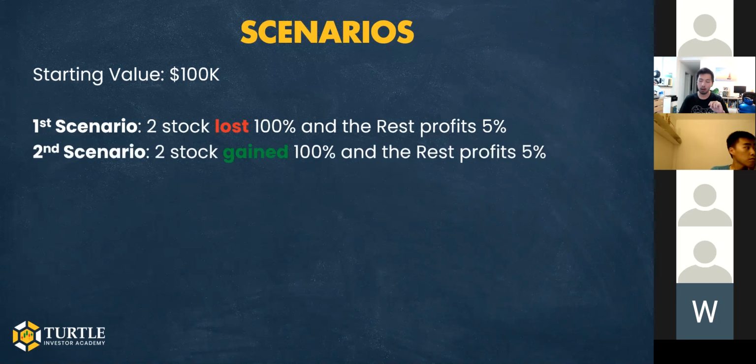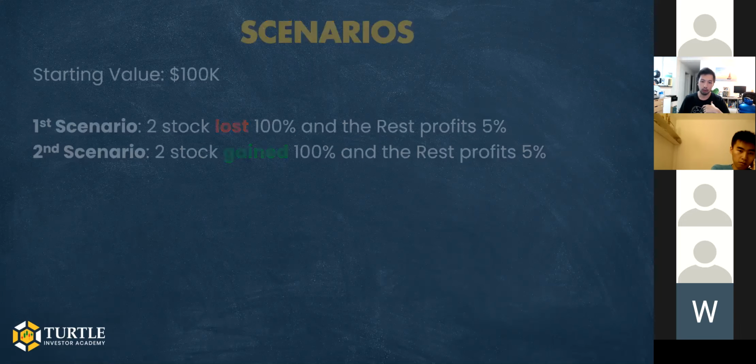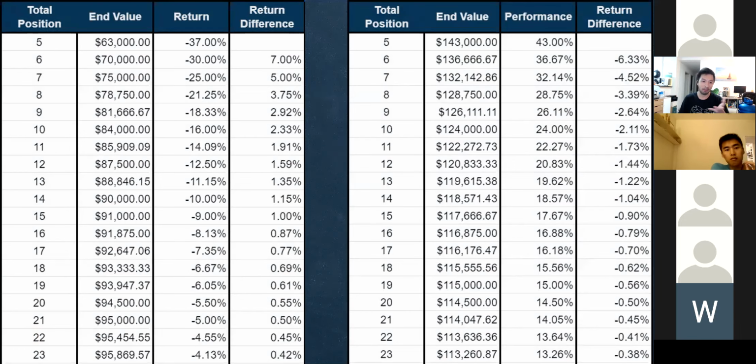The second scenario, let's say two of the stocks we pick gain 100%. The rest of the stocks, we're not that lucky, so the rest of the profit is around 5%. So we use these two scenarios: in the first we lost a lot, and in the second we gained 100%, right? Bear with me. The left table is when we have the companies that lost 100%. The right table represents the two stocks that gained 100%.